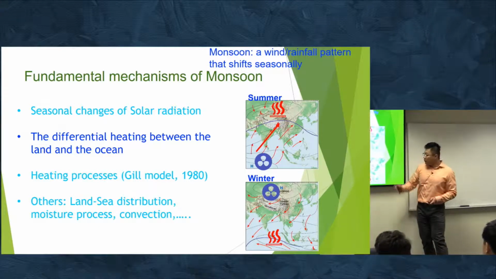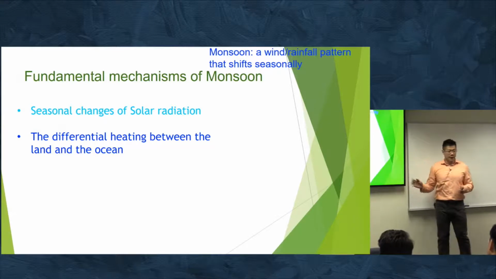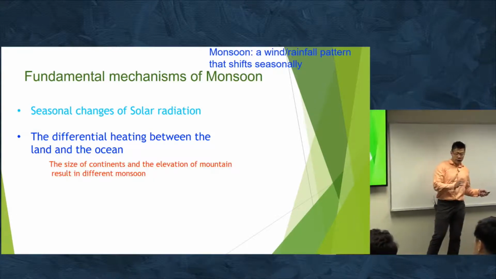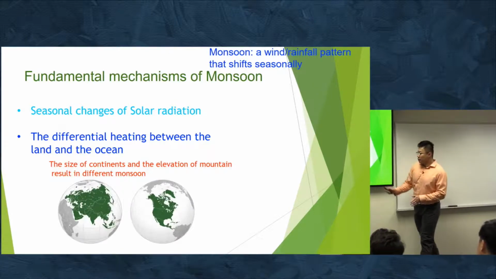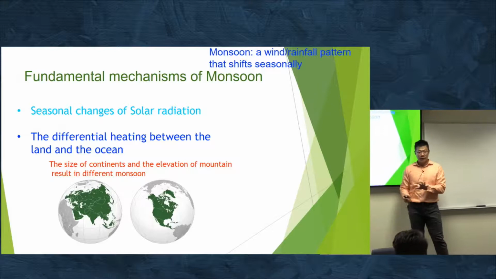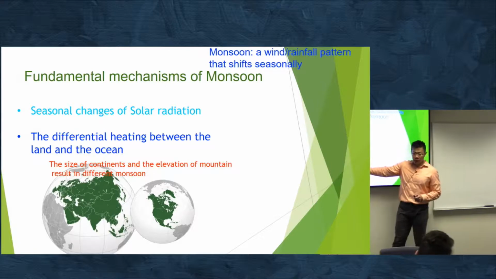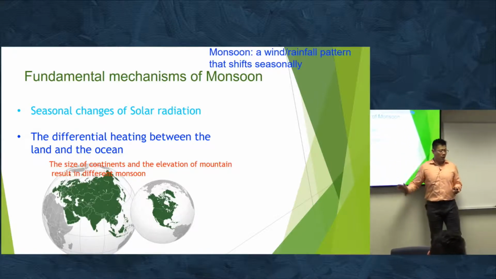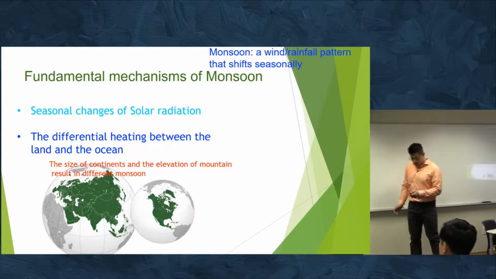And furthermore, the sizes of the continents are totally different between the Eurasian continent and the North American continent. It's a total difference. Because of the continent difference, the monsoon systems in Asia and Africa are very strong, but in America, they only happen in summertime. So this is very important.